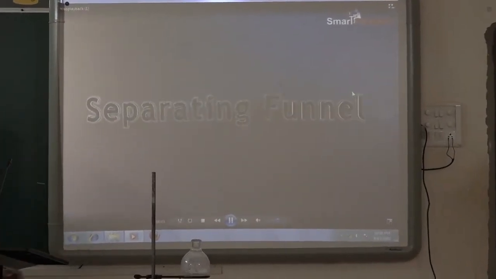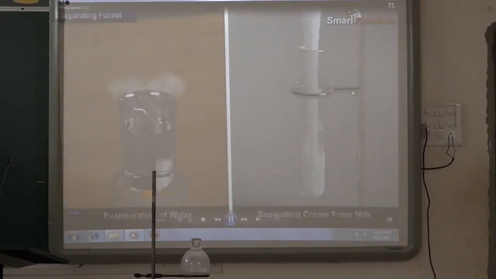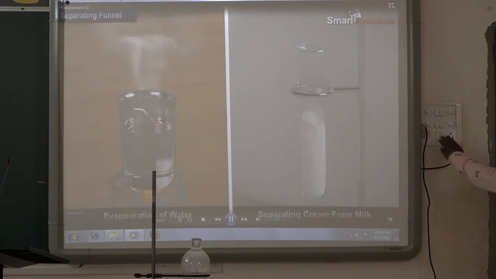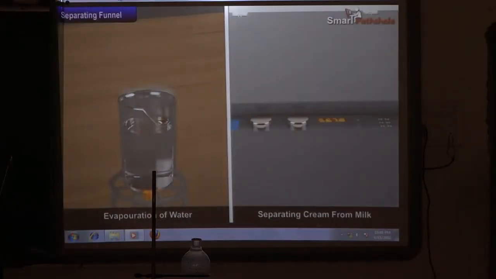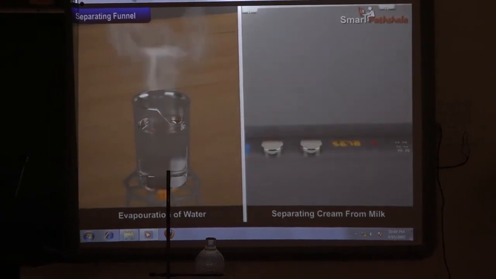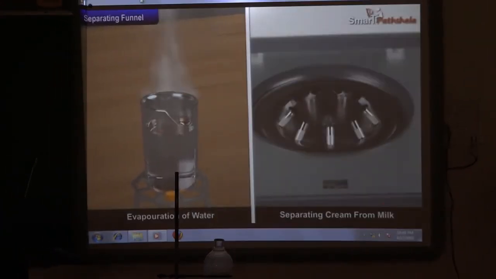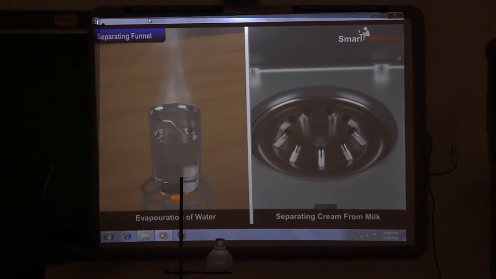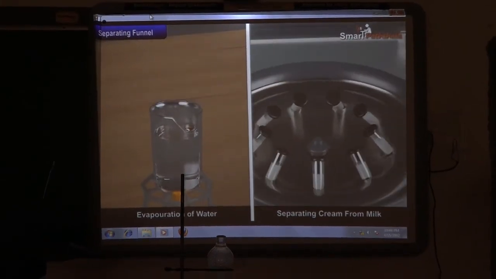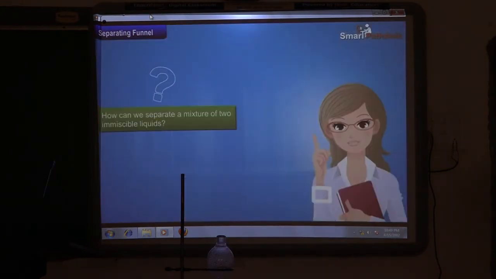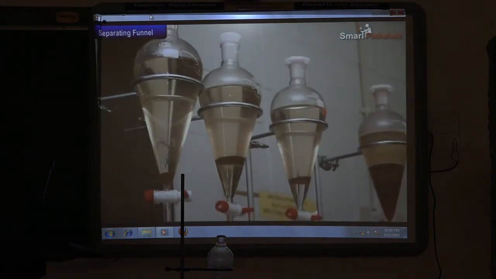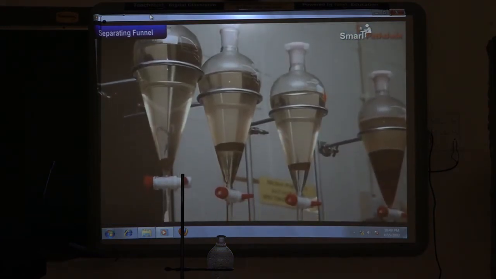Separating funnel. We already know about evaporation and centrifugation, two important methods of separating the components. There are several other important techniques for separating the components from several types of mixture. Can you tell how we can separate a mixture of two immiscible liquids? They can be separated by using a separating funnel.